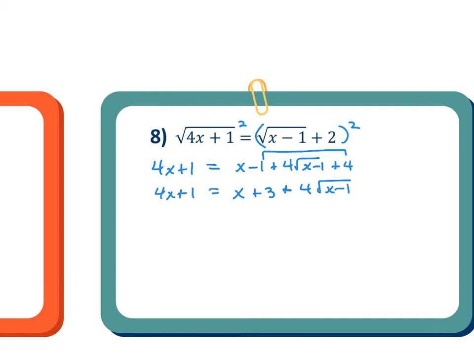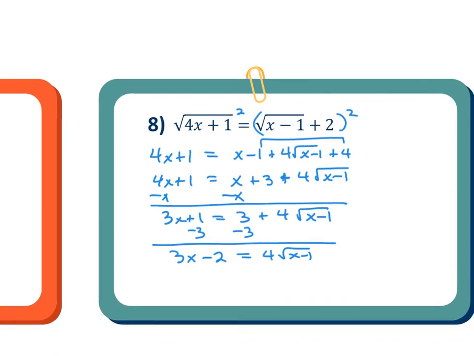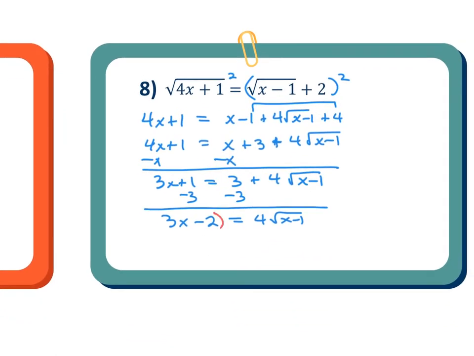I need to isolate my radical, so I'm going to subtract x. 3x plus 1 equals 3 plus 4 times the square root of x minus 1. Move the 3. 3x minus 2 equals 4 times the square root of x minus 1. My radical is isolated, so now I square both sides.